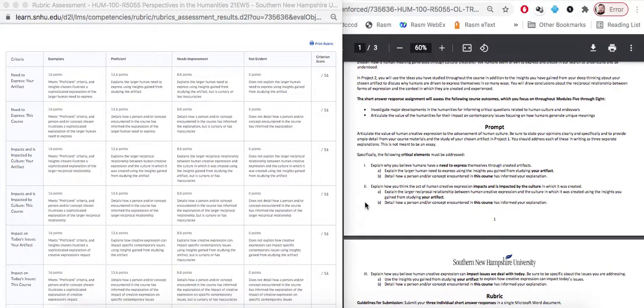Part B, letter B under Part 1, talk about something from the course that helps you understand this concept of needing to express ourselves as humans through artifacts. Then in Part 2, Roman numeral 2, you're going to explain how you think the act of human creative expression impacts and is impacted by the culture, right? So that's what I was saying a minute ago.